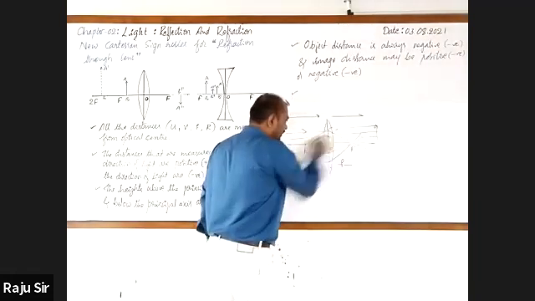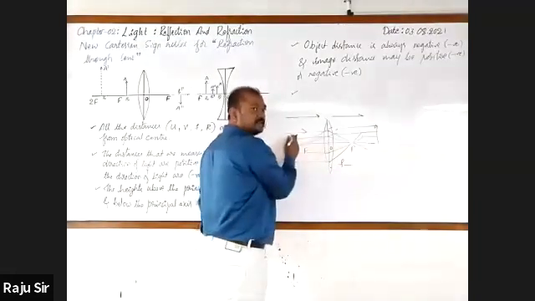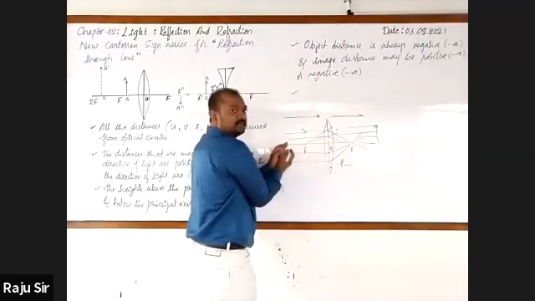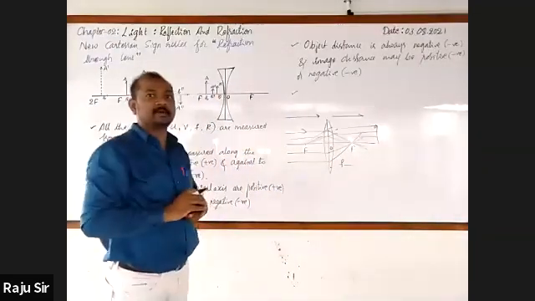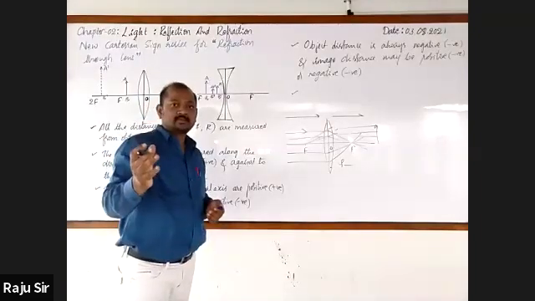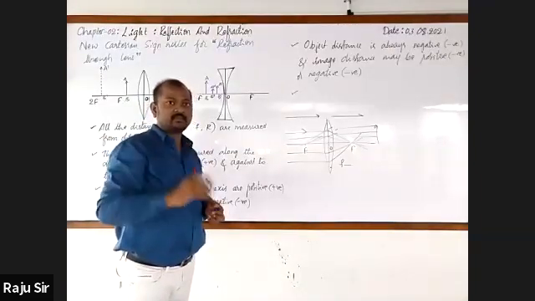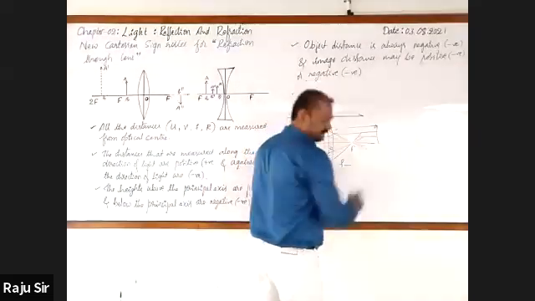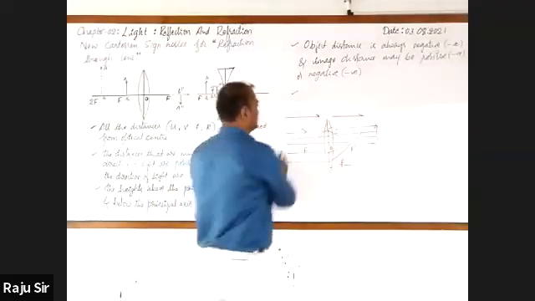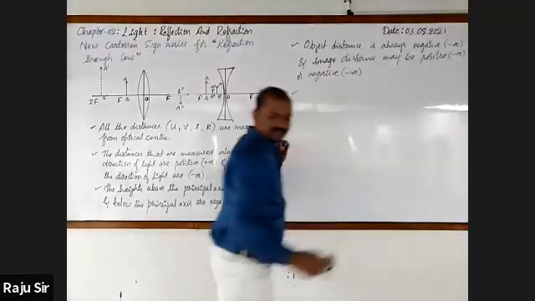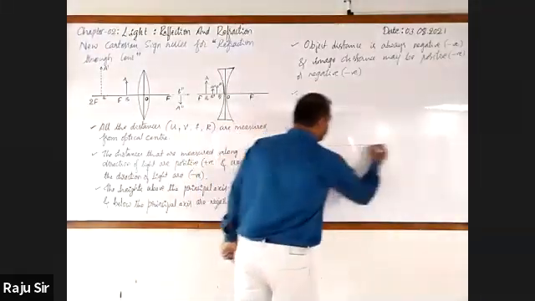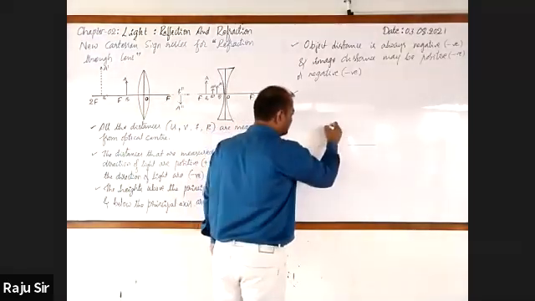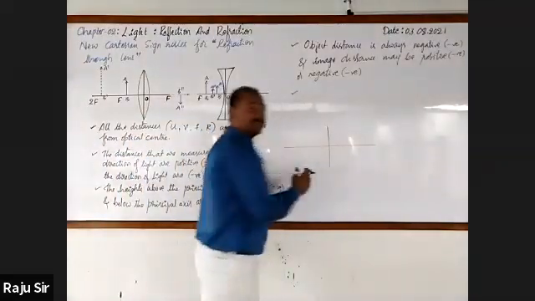Then all the light rays intersect on this side. Light from right to left, focal length from right to left. So focal length is positive. Did you understand? Why? This is the principal axis, very important.